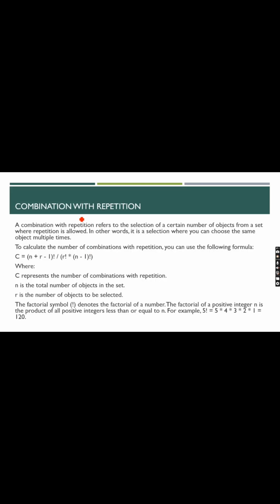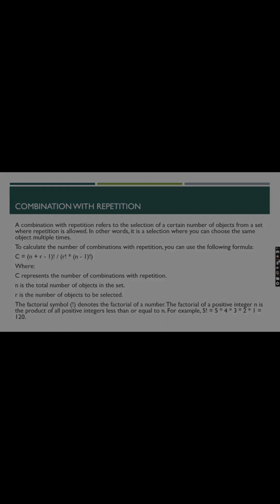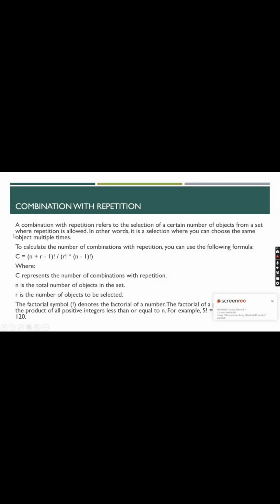Next is combination with repetition. A combination with repetition refers to the selection of a certain number of objects from a set where repetition is allowed. In other words, it is a selection where you can choose the same object multiple times.